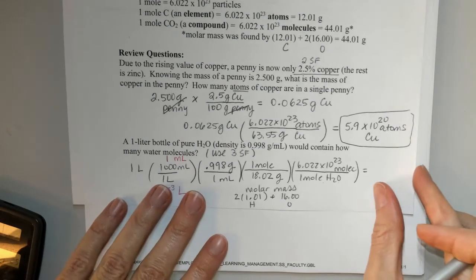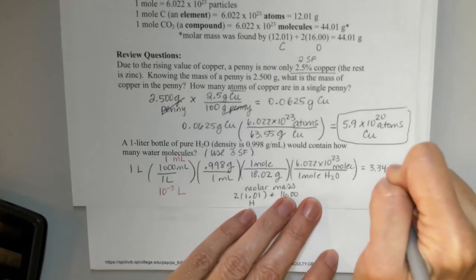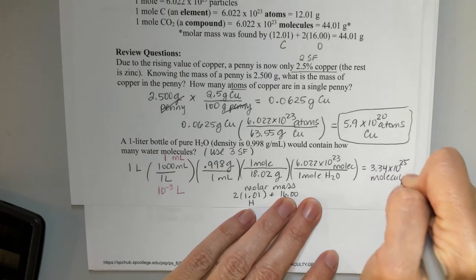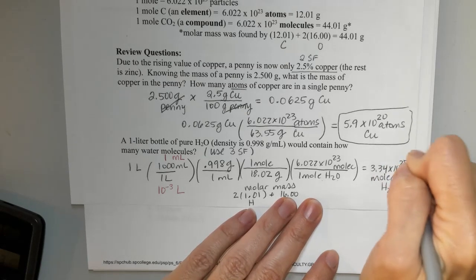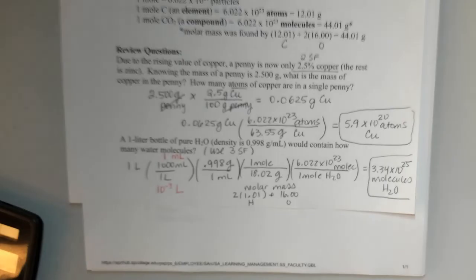All right, so I'm going to scoot that over. With 3 sig figs, we get 3.34 times 10 to the 25 molecules of H2O. So that would be how many molecules of water in a 1 liter bottle.